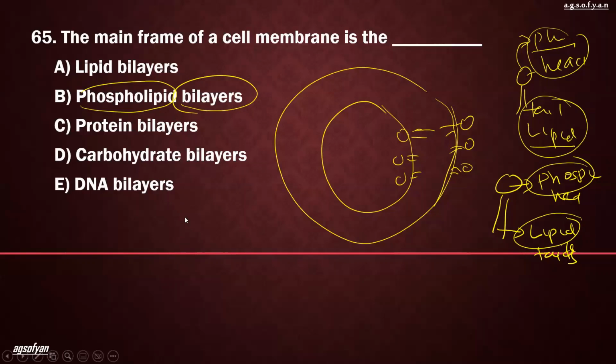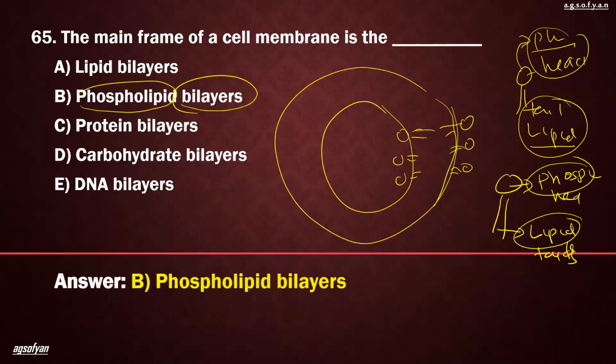So is it correct or isn't it correct if you answer just lipid? Incorrect, not correct, because it should be phospholipids. Lipids can be anything. Cholesterol is a lipid. So the cell membrane cannot be made of cholesterol. It's made of phospholipid bilayer. Okay, so that's the only correct answer.